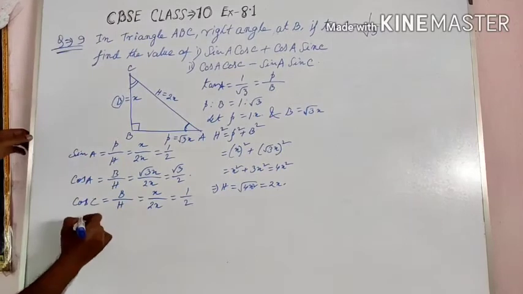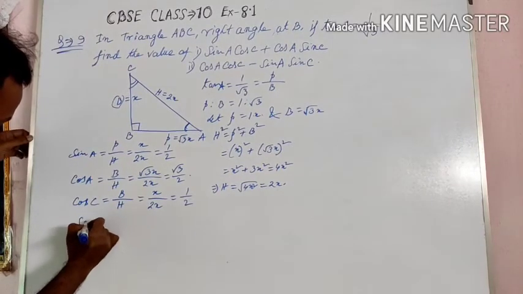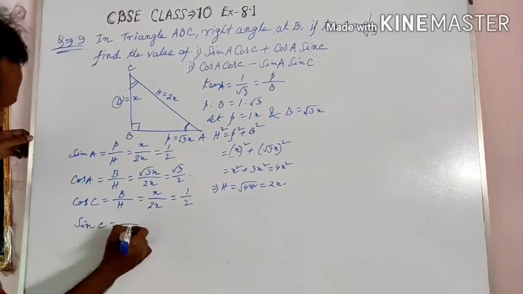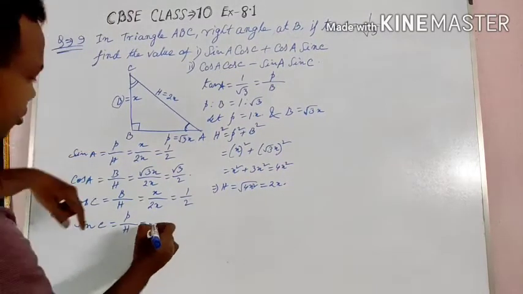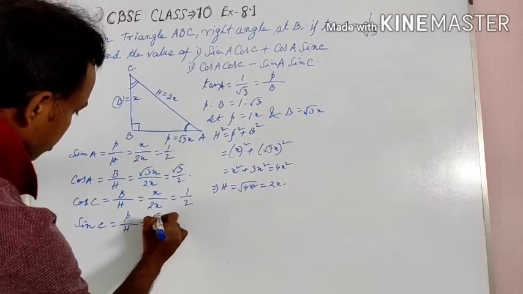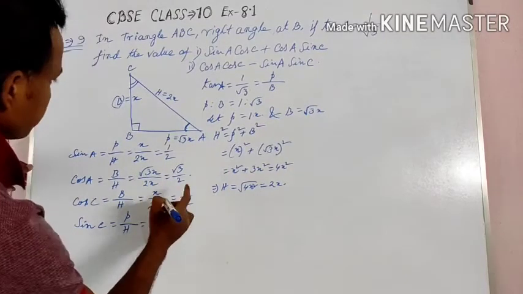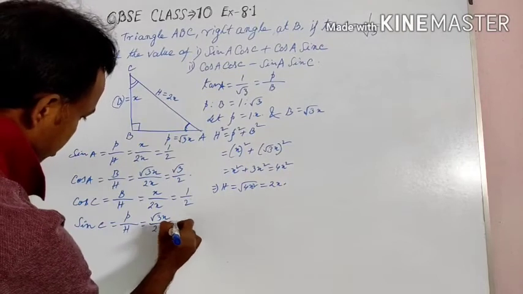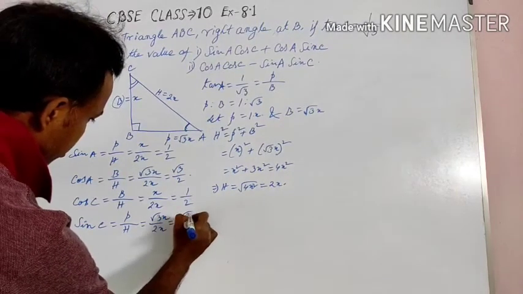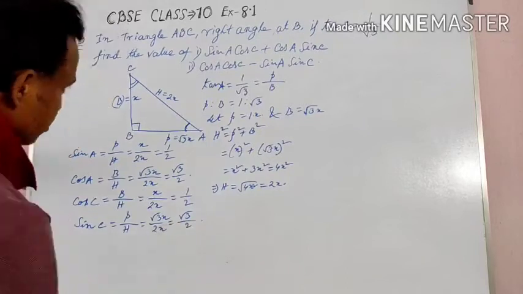Similarly, sin C is equal to perpendicular by hypotenuse. In that case, perpendicular is root 3x by hypotenuse 2x. X cancels out, that is root 3 by 2.